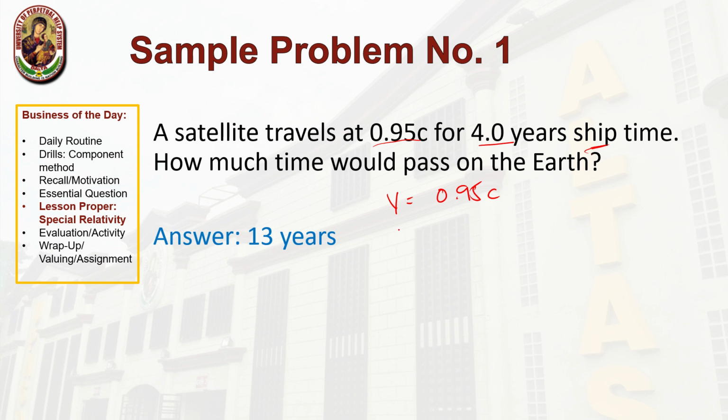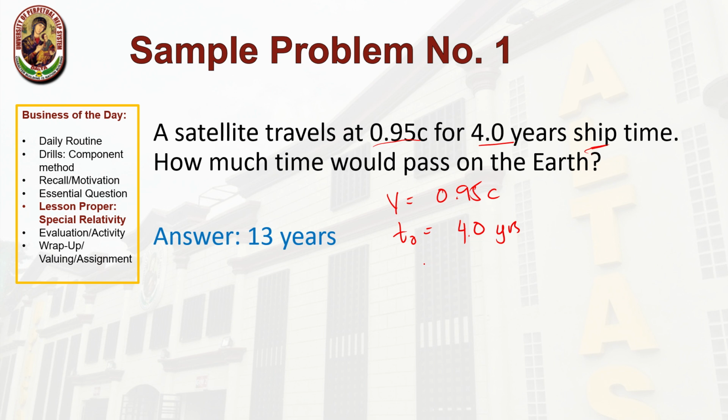Kumbaga, nag-travel daw siya according doon sa recorded time ng satellite is 4.0 years. Sino bang gumagalaw? Yung satellite or yung nag-o-observe dun sa Earth? 'Di ba? It is the satellite. So, yung record na oras ng satellite is what you will be considering as the T sub 0. So, 4.0 years.